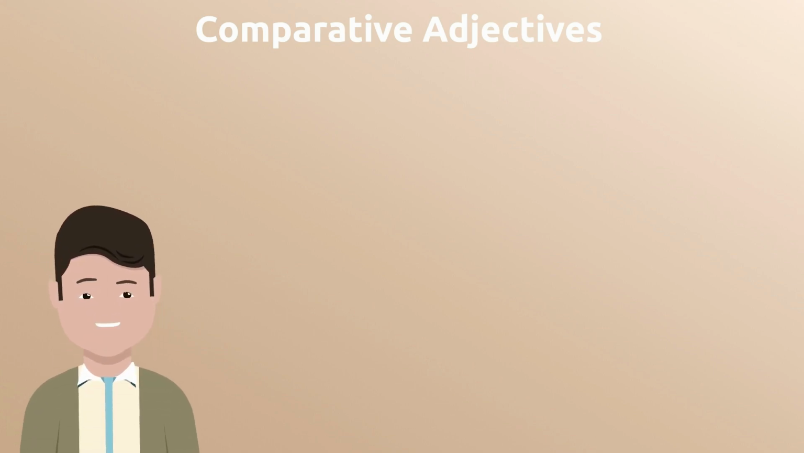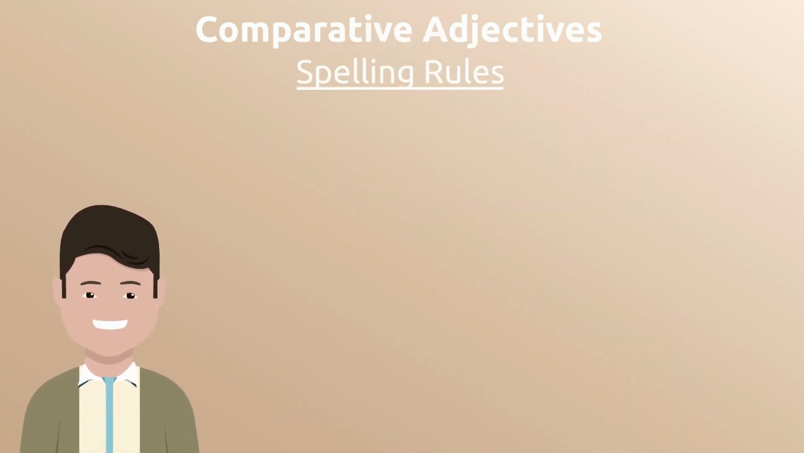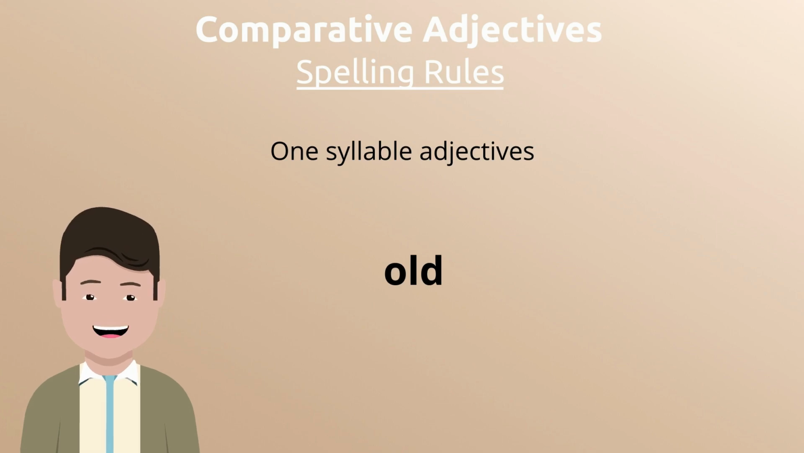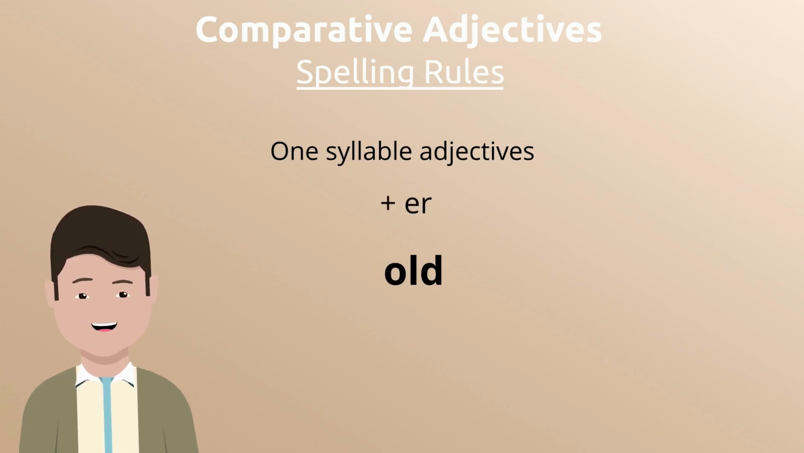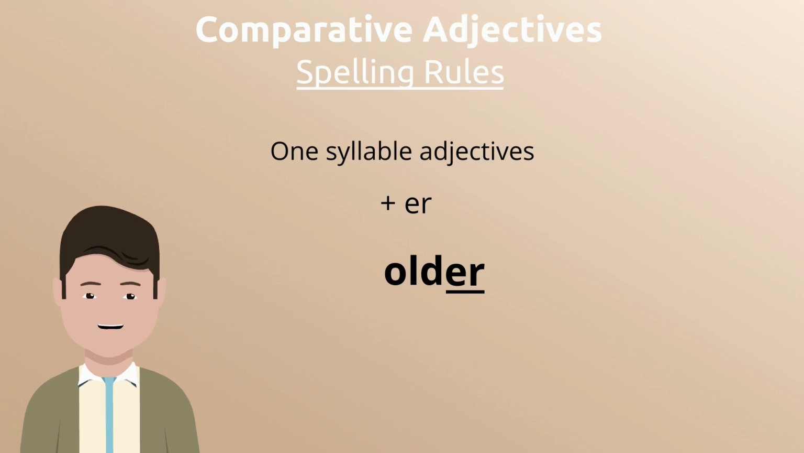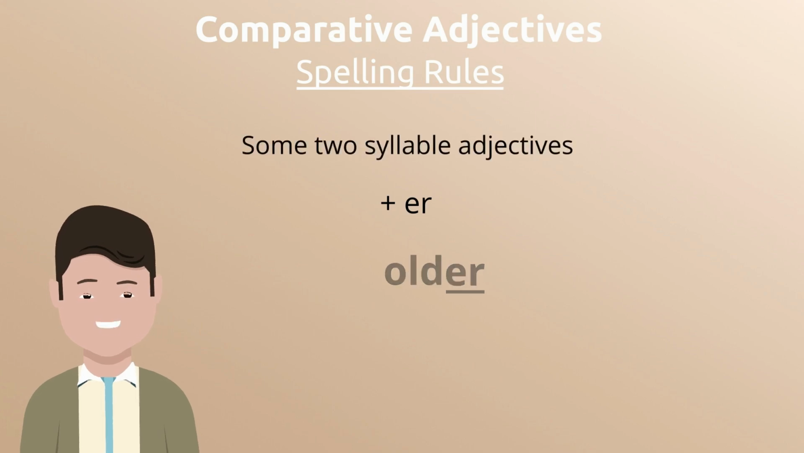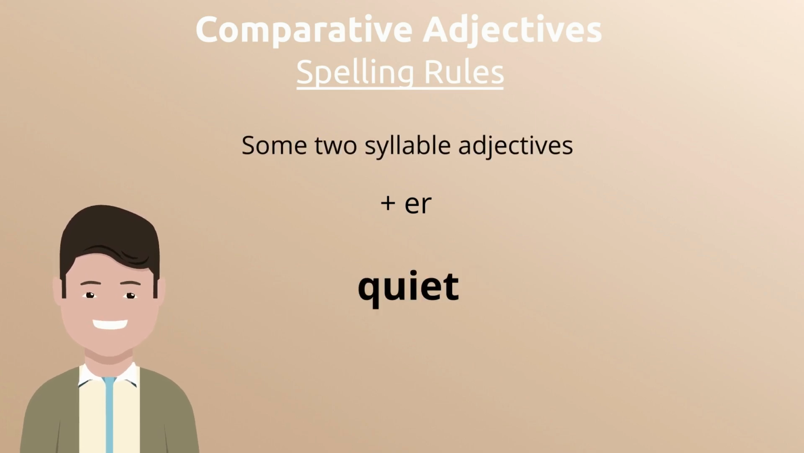Let's look at some spelling rules when using comparative adjectives. If the adjective has one syllable, for example, old, we add er to make the comparative older. We do the same for some two-syllable adjectives as well. For example, quiet. The comparative of quiet is quieter.